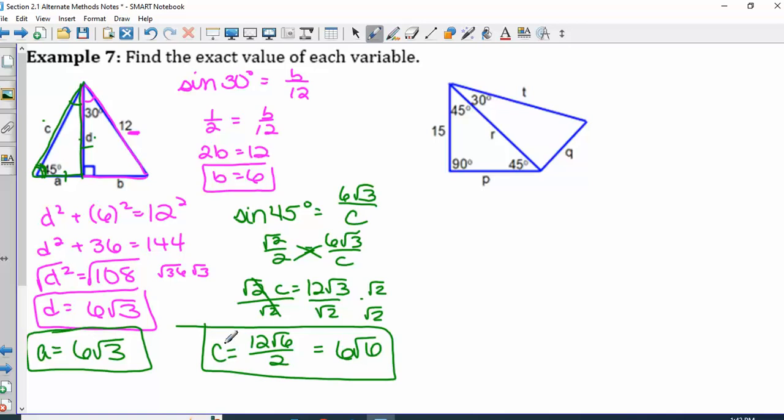So we really are forced to use a trig function on the first one, but after that we had a lot of options for how to go about it. Let's try another. I do have a typo in this picture. I meant to say that this is a right angle right here. So we might draw that in.